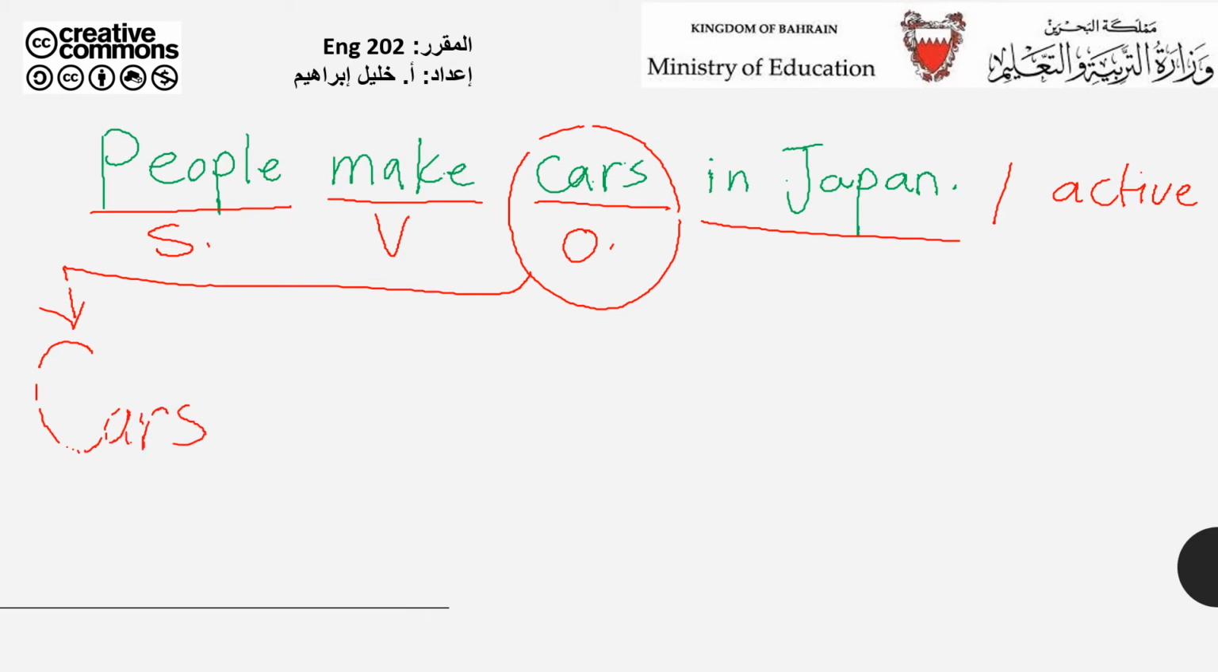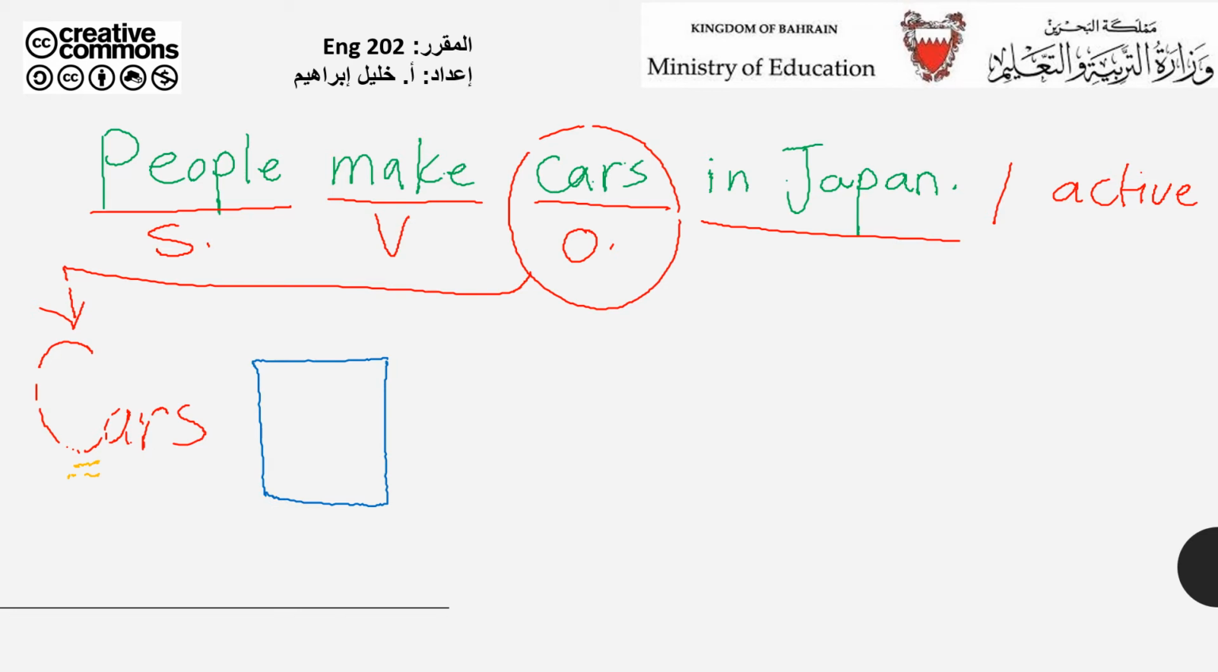And be careful that we have some changes here. We have to start with capital letters since it is at the beginning of the sentence. So step number 1, we take the object and put it at the very beginning of the sentence. Step number 2 is very important because we need to choose a suitable helping verb from verb to be.